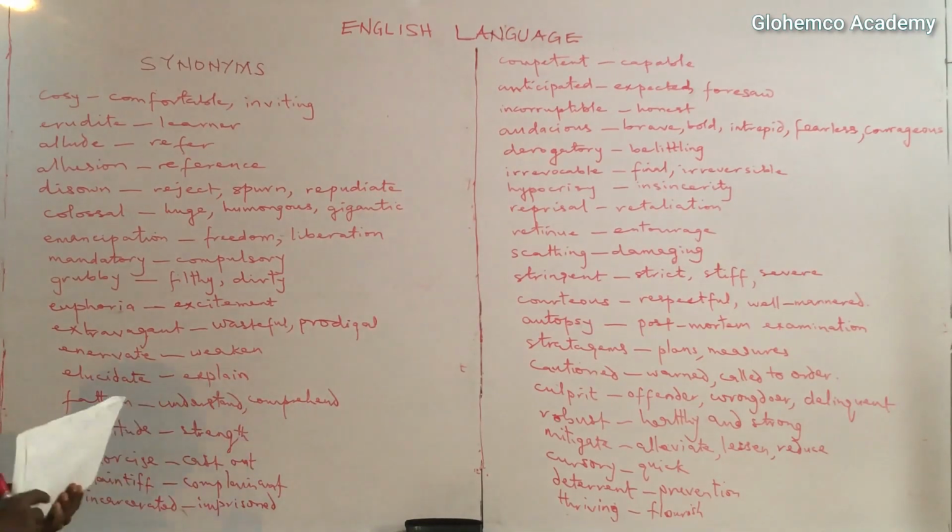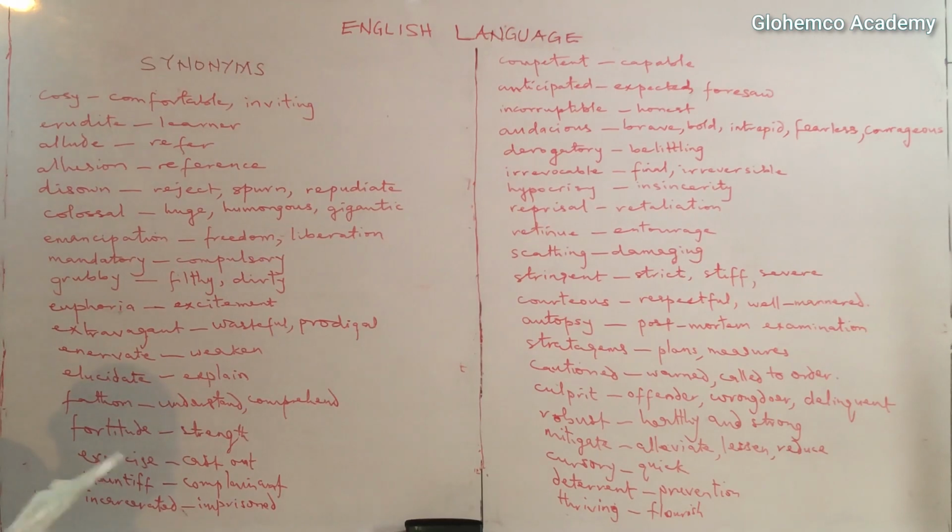Again, we want to have a look at these ones, in addition to those ones you have written. Now, the very first one here is cozy. When you say the man lives in a very cozy environment, it means comfortable or inviting. This inviting is not a continuous verb, it is an adjective. You know, for a continuous verb we have ing, but this one is an adjective. So, cozy, comfortable, then inviting.